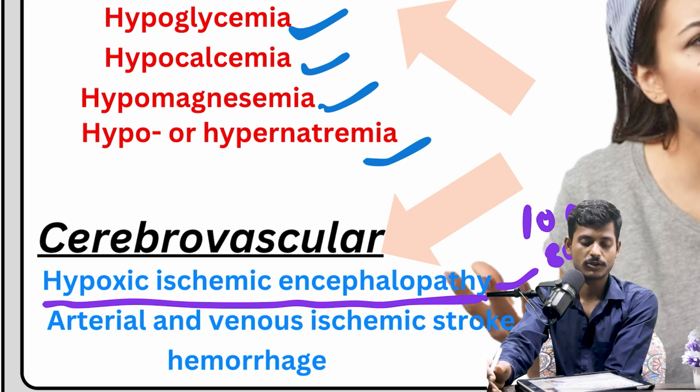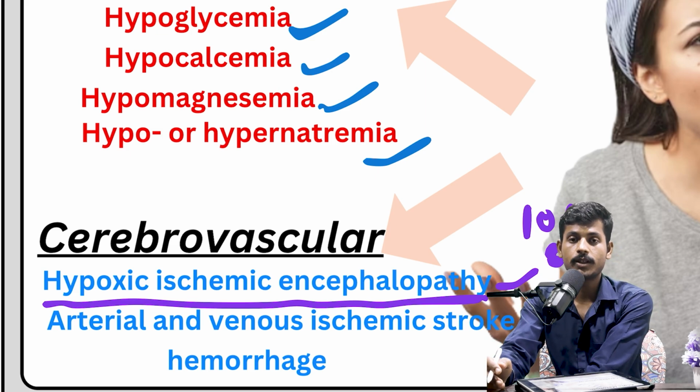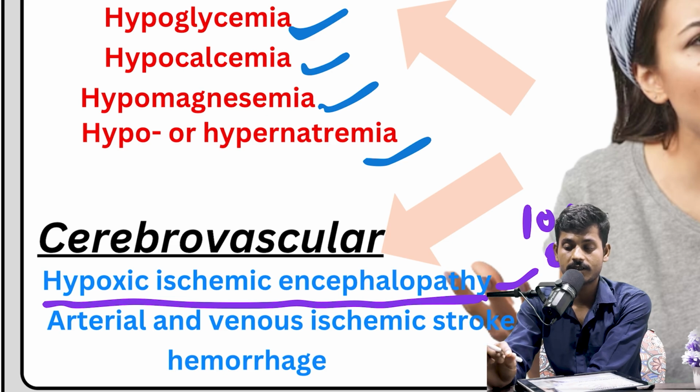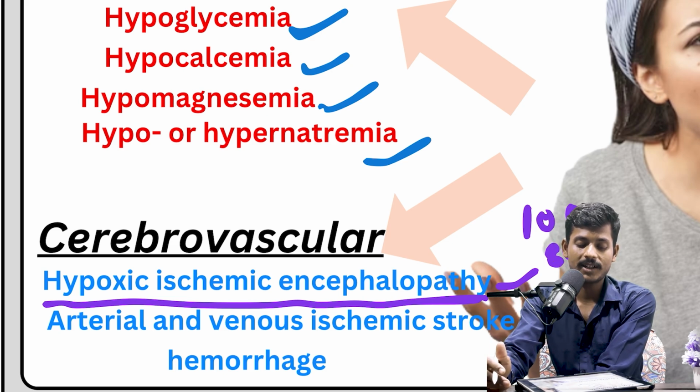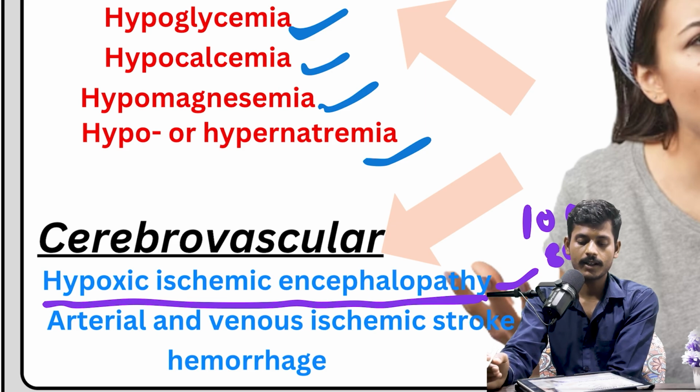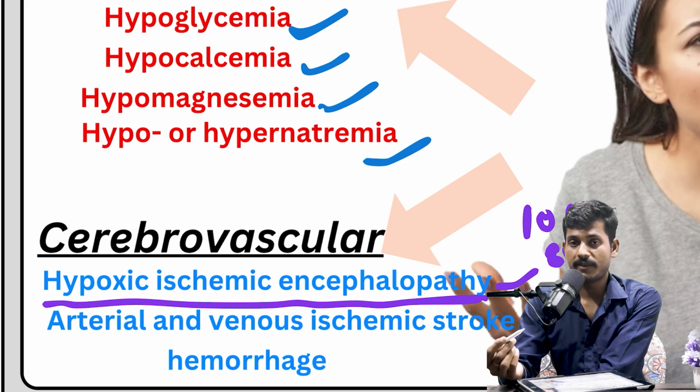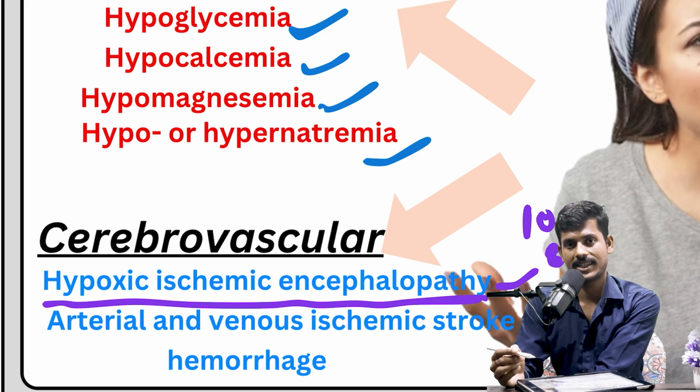It may be because of bacteria, or it may be due to abnormal vasculature, the abnormal vessels. Got it? So this is one of the most causative agents. Then we have arterial and venous ischemic stroke. Both the arterial stroke and the venous stroke can cause a seizure in neonates.